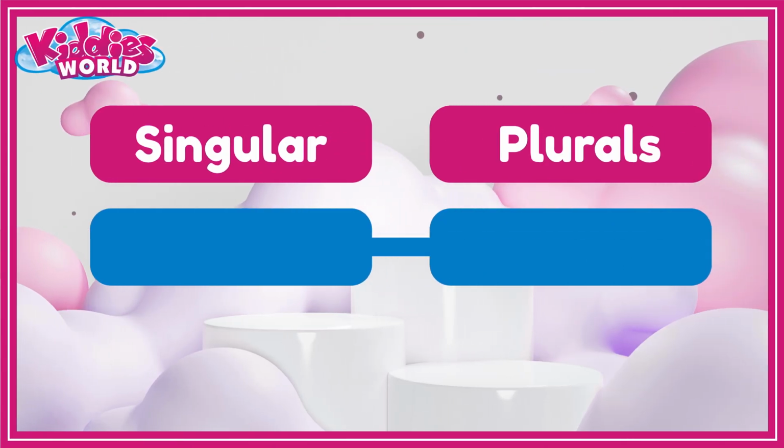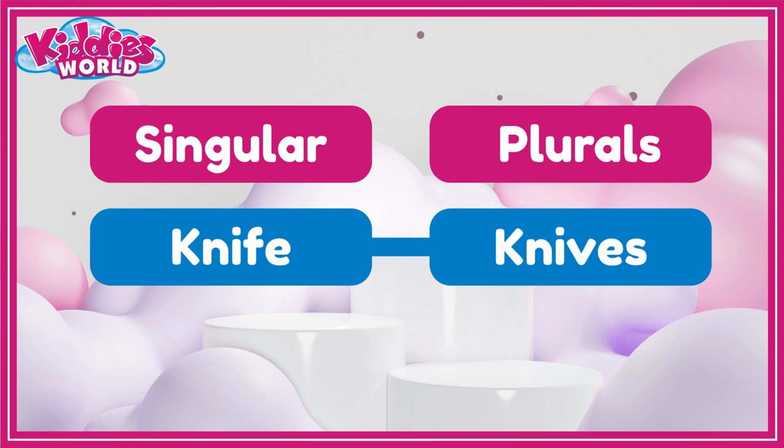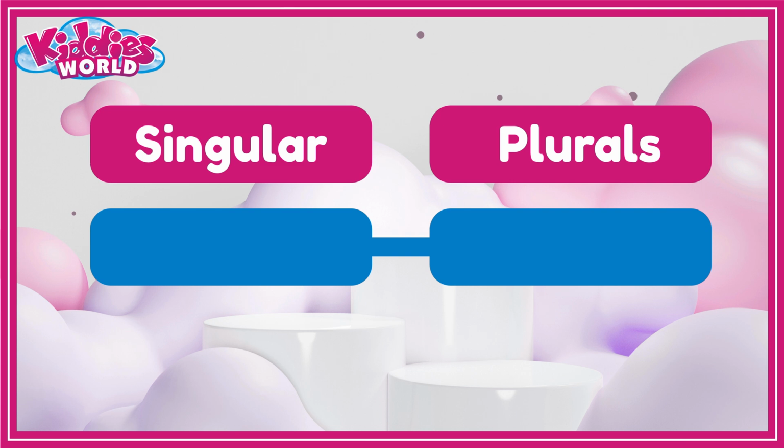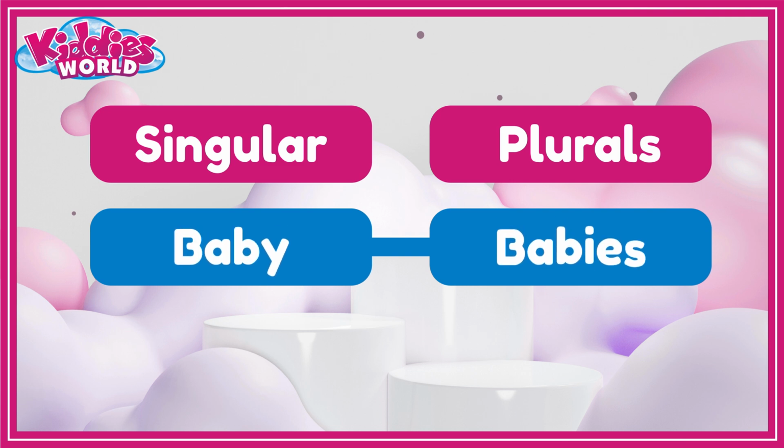Word 5. Knife becomes knives. Knife ends in fe. To make it plural, we change FE to VES. One knife, many knives. Word 6. Baby becomes babies. Just like lady, baby ends in Y after a consonant. So, we drop the Y and add IES.